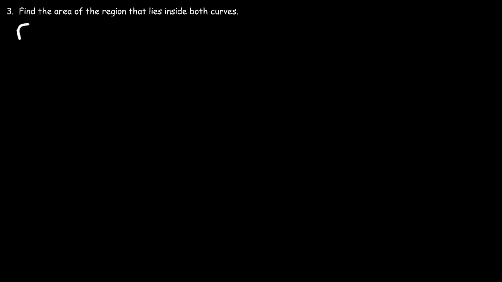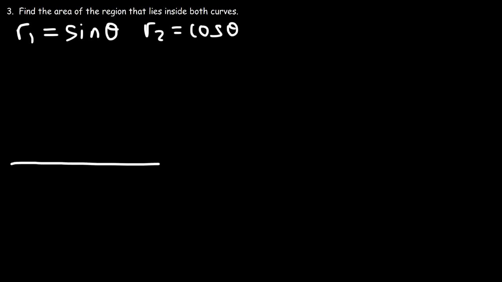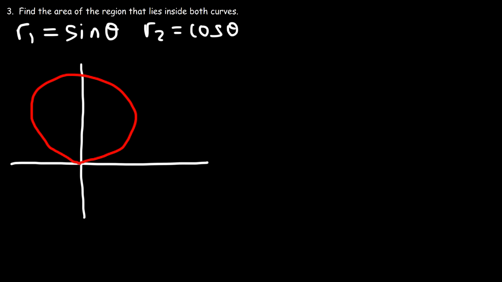For the next problem, let's say that r1 is sine theta and r2 is cosine theta. So let's begin with a graph. Now sine theta is a circle centered along the upper y-axis. Cosine theta is a circle centered along the positive x-axis. So the area of the region that lies inside both curves is this area. How can we find it?